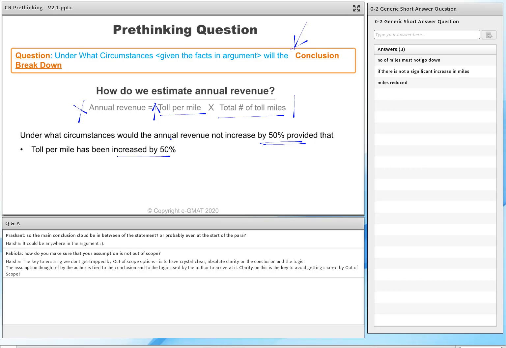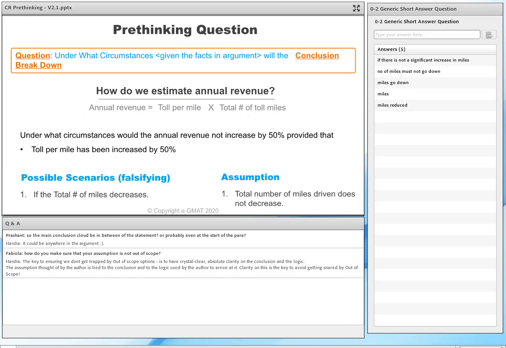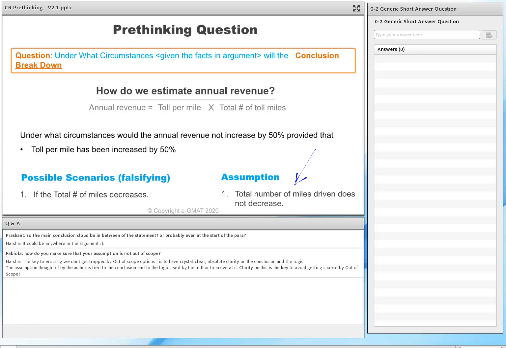If this goes down, yes. If the total number of toll miles goes down, that's it. That's the only possible scenario. So my assumption is that the total number of toll miles should not decrease. Is this clear? Is the pre-thinking clear to everyone?